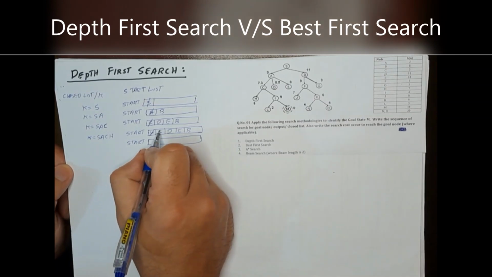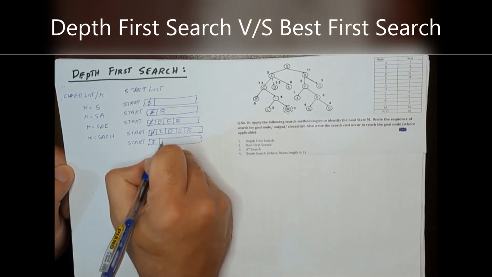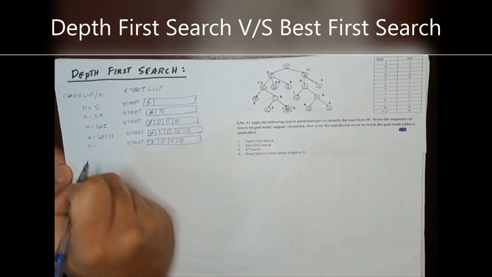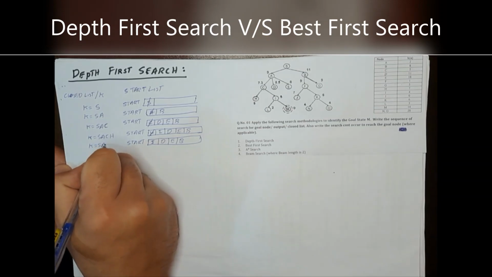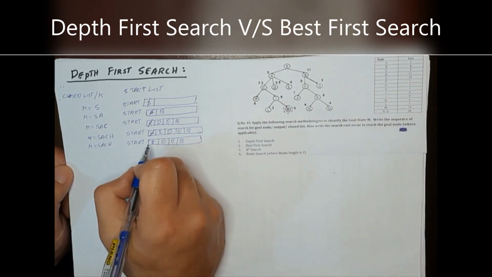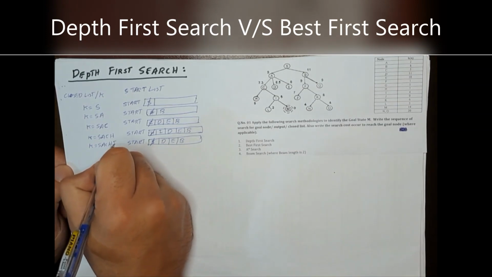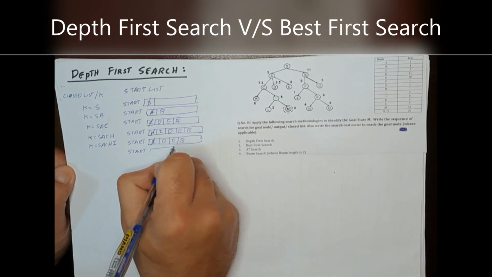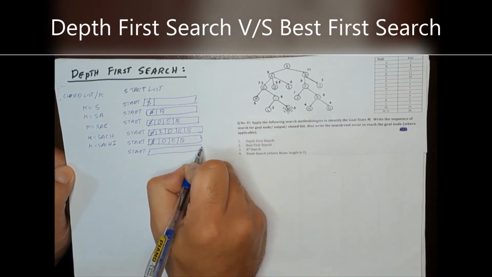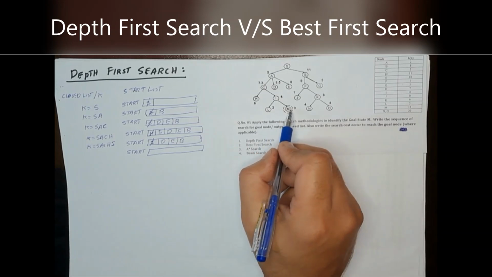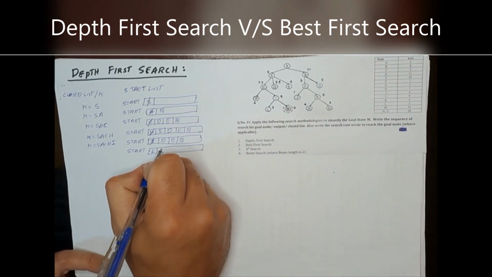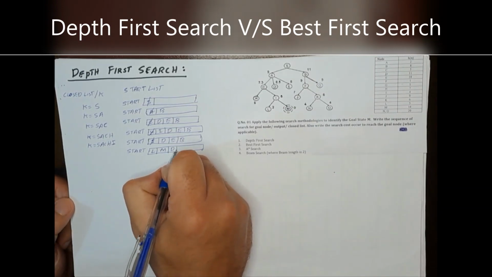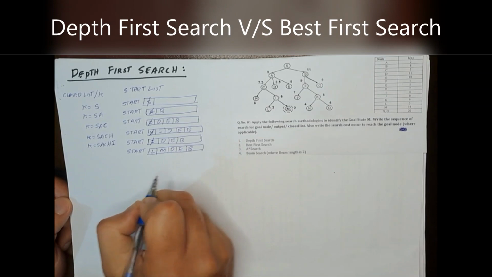That was I. So here we have I, D, E and B, and here we have S, A, C, H. But now after removing I, the new start list will be something like this. I will be replaced by its child nodes that are L and M. So they will come in the beginning of the list, L, M. Then we have D, E and B.